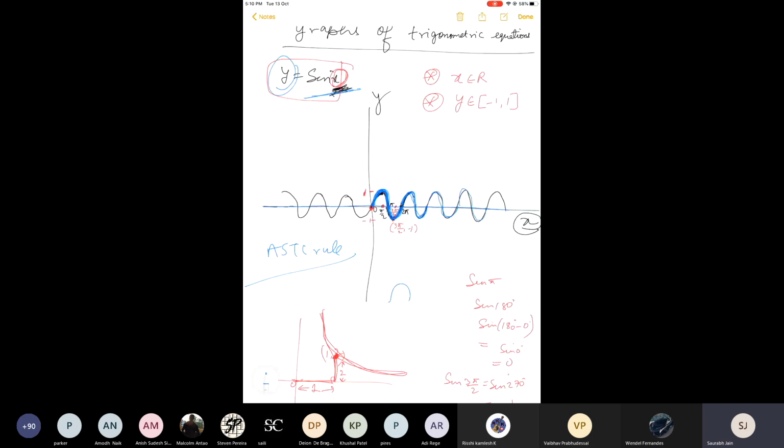Now I have a question for you. You might have observed some pattern. So can anyone tell me, just by looking at the graph, what is the principal solution of sine theta equal to 1? Just tell me orally. Sine theta is equal to 1. What is the principal solution?